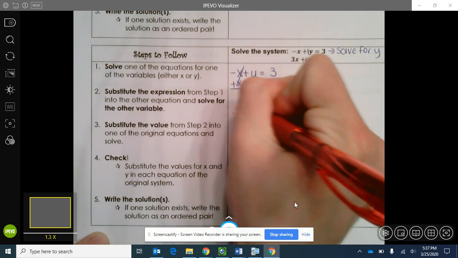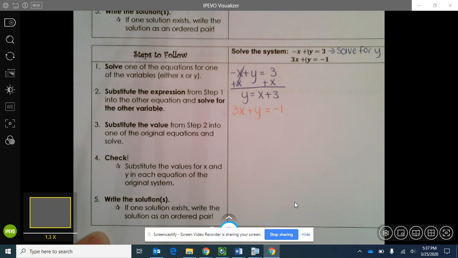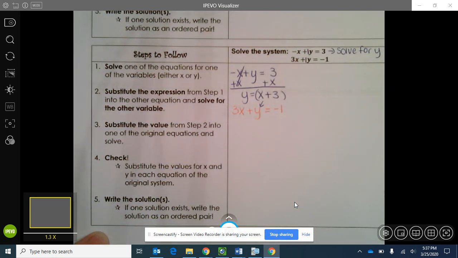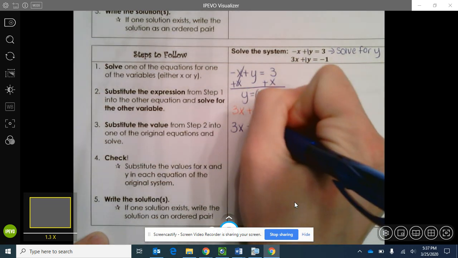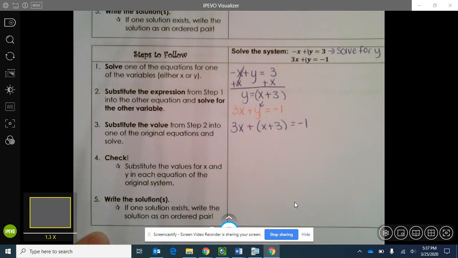So now this is my first equation rearranged so that y is solved for. And now I'm going to substitute into my other equation. You do not want to substitute back into the equation you just solved. So I'm going to take x plus 3. I'm going to plug it into that second equation for y. So I have x plus, use your parentheses when you substitute, x plus 3 is equal to negative 1.